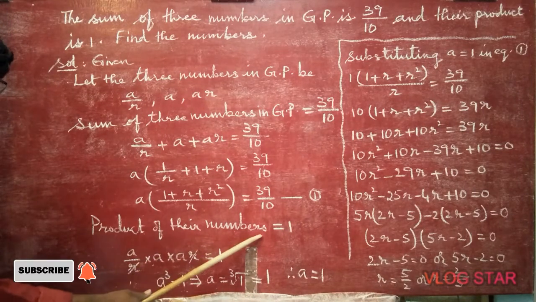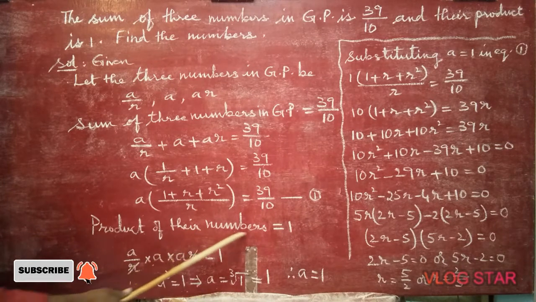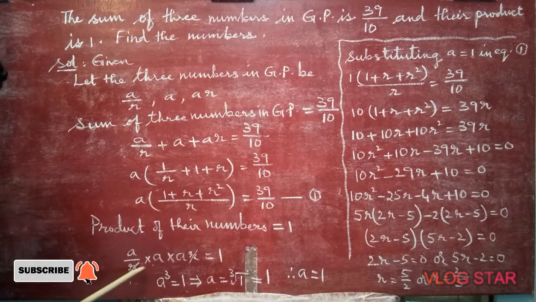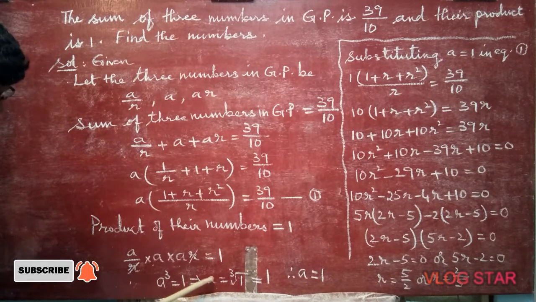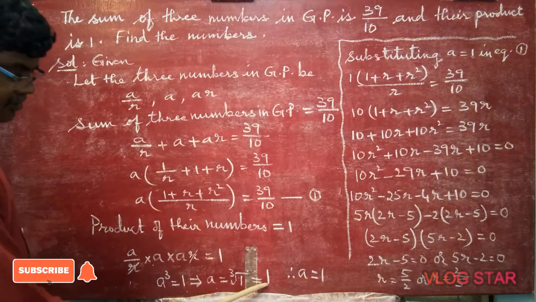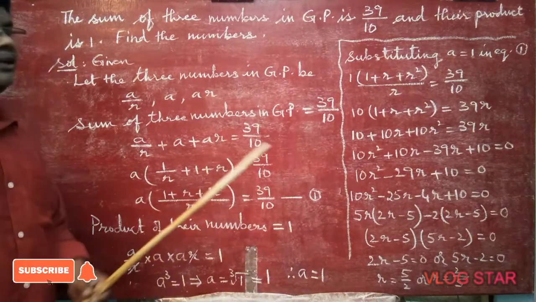The product of the three numbers is equal to 1. What are the three numbers? a/r into a into ar is equal to 1. r gets cancelled one time. a into a, that is a³. a³ is equal to 1. If you want, you can write 1 as 1³ here also. When powers are equal, bases are equal, that you can follow. That is one method. The second method: the cube goes to that side, cube root. The cube root of 1 is 1. Are you able to follow? Therefore a is equal to 1.